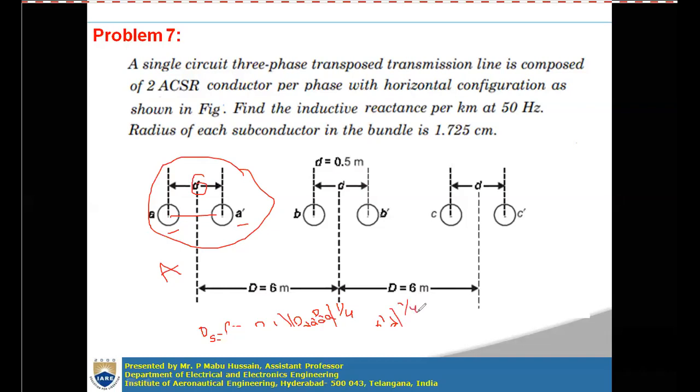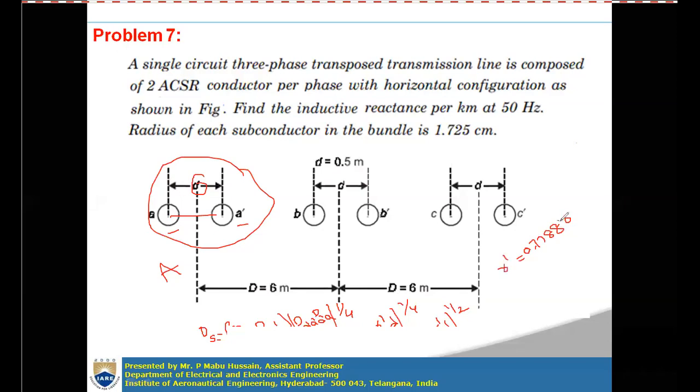Right. So which is equal to (R' D) whole to the power of 1 by 2, you will get finally. Okay. So now how can you calculate R'? R' is the geometric mean radius, which is equal to 0.7788 times the R value. So this is R'.